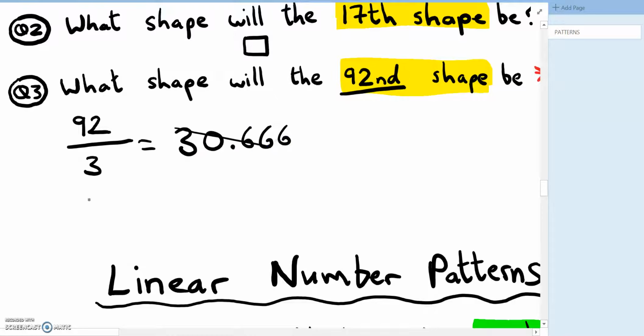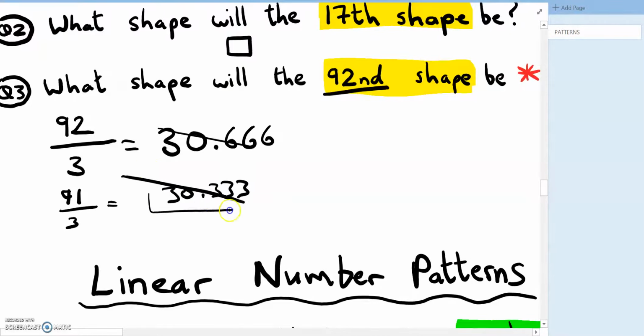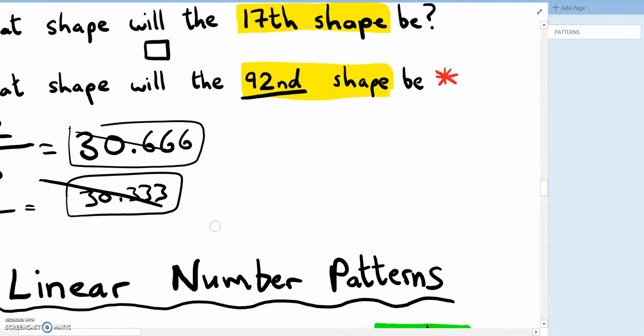So I've got to go again, and this time I go with 91. I go down a number. Always go down a number. And try that divided by 3. That will go in 30.333. That's no good. I've got to get it so that this answer is a whole number, right? No decimals. So I go down now.